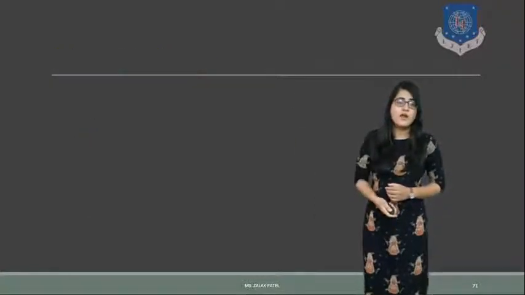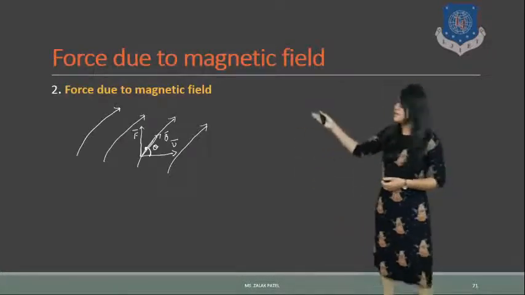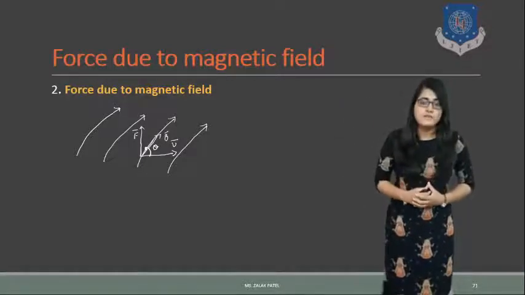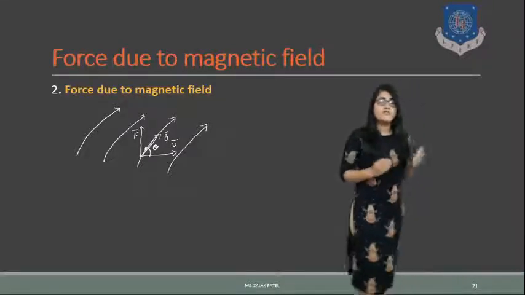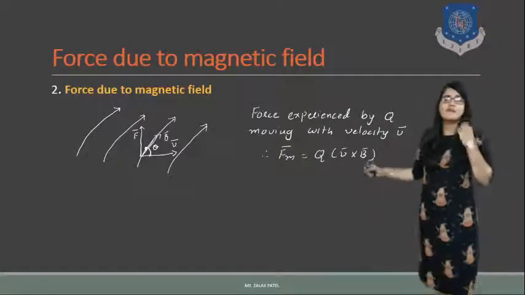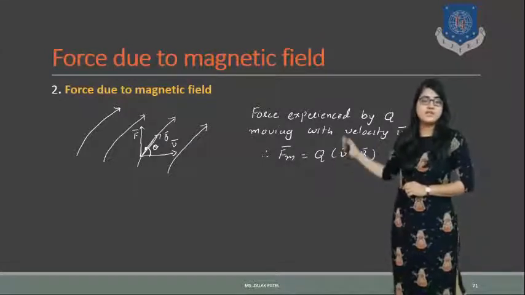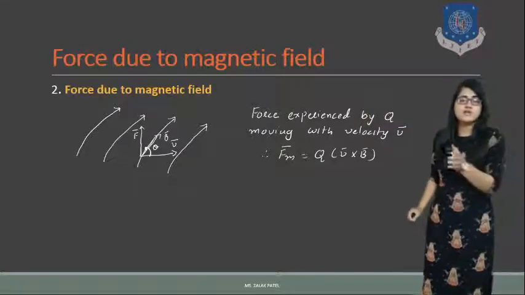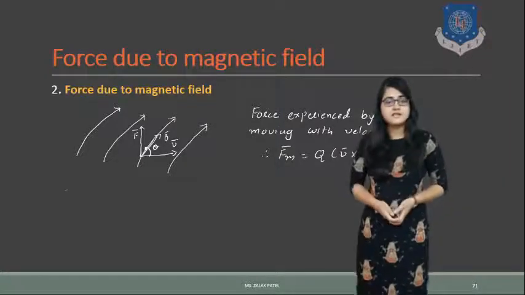But what happens when the force is due to a magnetic field? In this figure, the force is due to some velocity, denoted by v bar, and magnetic flux density, denoted by B bar. The force is given by capital F with subscript small m. Fm denotes the force due to the magnetic field. So Fm equals Q into V cross B, where velocity is V bar and B bar is the magnetic flux density.